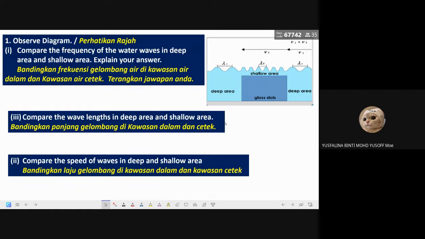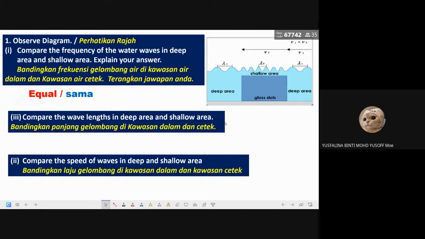All right, so the next one you have to compare the frequency. Compare the frequency of water wave in deep area and shallow area and explain your answer. For the refraction, the frequency is the same. Like before, we learned in the reflection of wave, right?